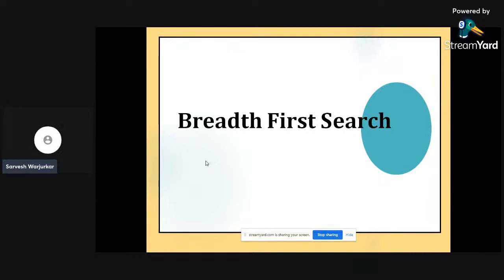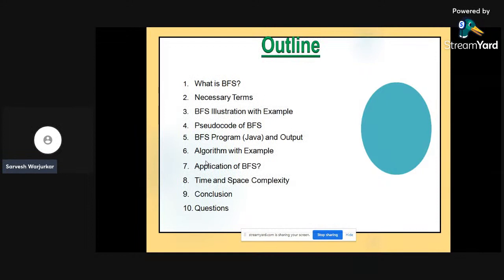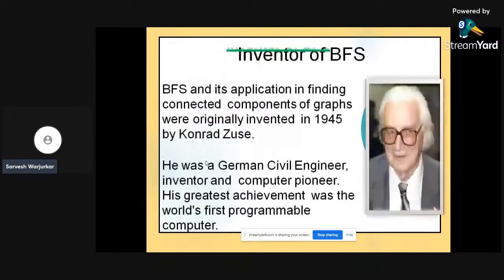The explanation is very simple, which I'm going to give you with the help of a diagram and graphics as well. This is the simple outline of breadth-first search, covering the various topics: what is breadth-first search, the necessary terms, BFS illustration with an example, pseudocode, algorithm, applications, time and space complexity, and conclusion.